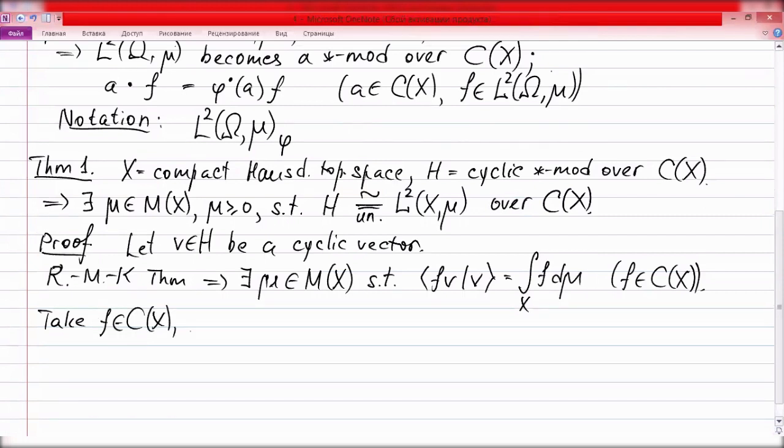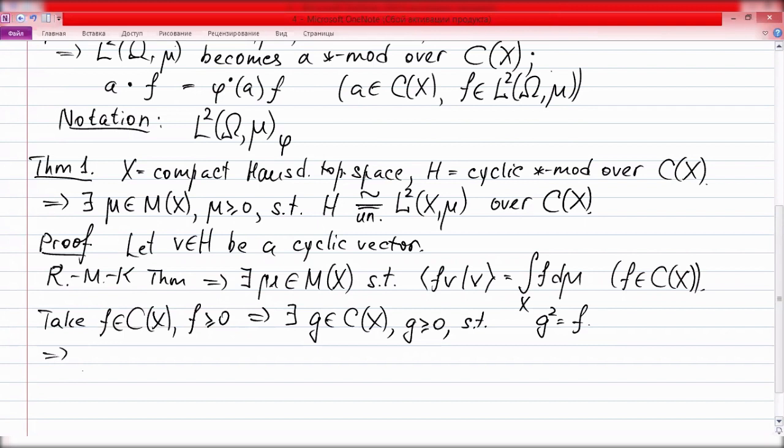And observe that there exists another non-negative continuous function g such that g squared equals f. Well, this is clear. g is just the square root of f. Then the integral of f with respect to mu, by our construction, is the inner product of fv and v.